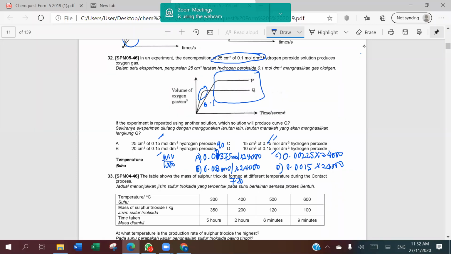Did y'all see the mistake there? Are you following what the teacher is saying? Yes, sir. For B, y'all told me 0.03. It's supposed to be 0.003. The teacher wrote 0.03 only. There's a mistake there.